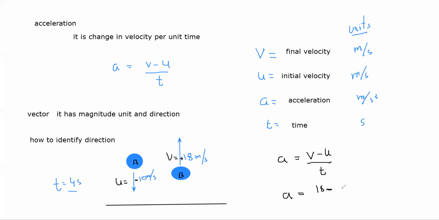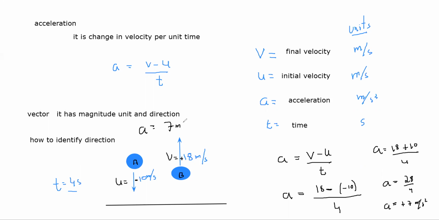This was the starting velocity. I will not take 10, I will take minus 10, because velocity is a vector quantity, so directions are important. Divided by the time interval, so time is equal to 4. This minus multiplied with minus is plus, so this becomes 18 plus 10 divided by 4. When I solve, this is 28 divided by 4, which is equal to plus 7 meter per second square. So the acceleration for this example was plus 7 meter per second square.